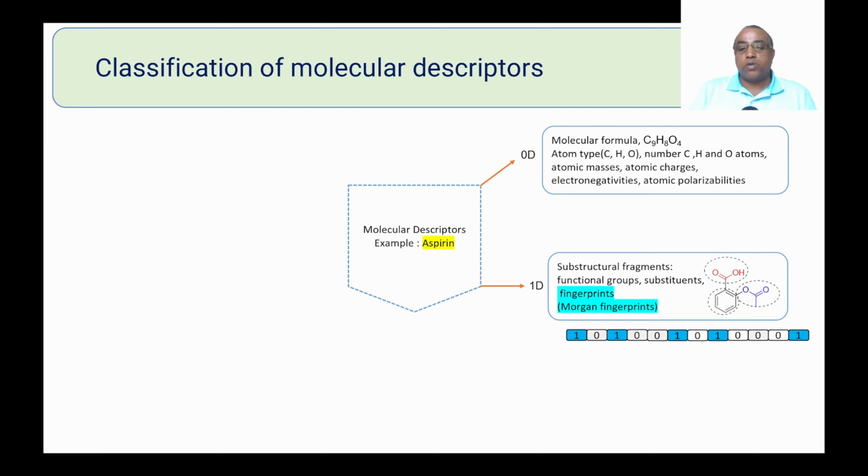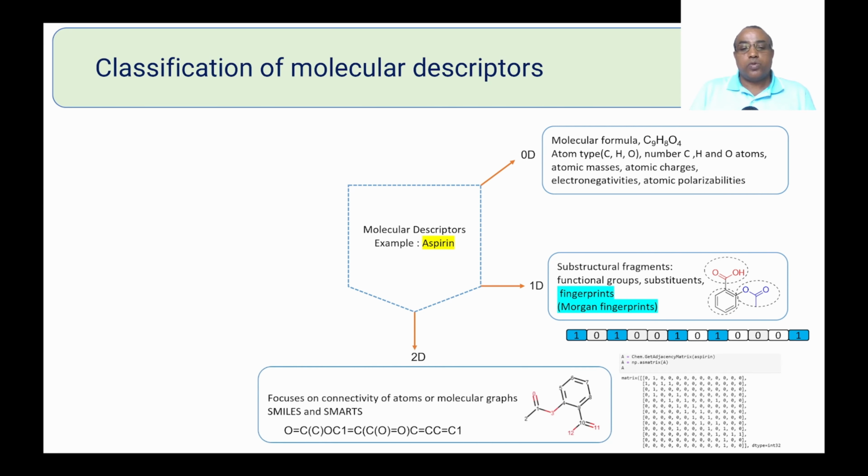I'll show you how to calculate Morgan fingerprints in Jupyter Notebook, but generally fingerprints encode the presence or absence of a certain structural fragment. If that fragment is present, it will put 1. If it is absent, it puts 0. So this is just a binary encoding. Then we'll use these fingerprints as a molecular feature and predict the biological activity or the physicochemical properties of molecules using fingerprints.